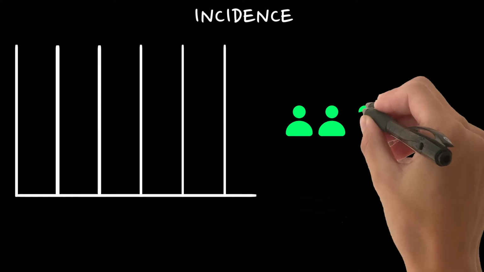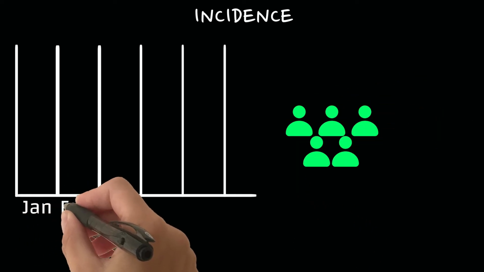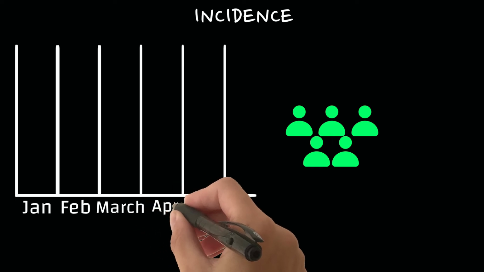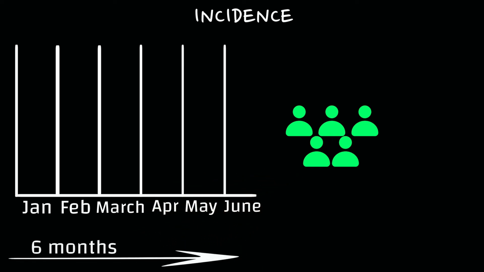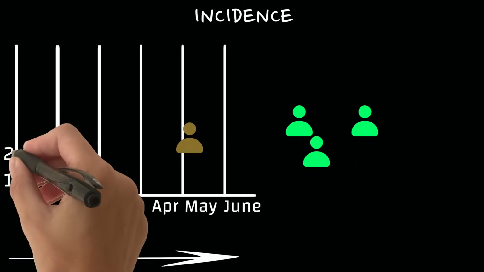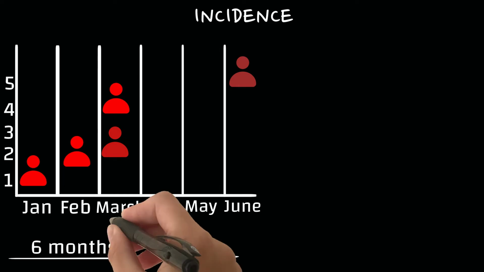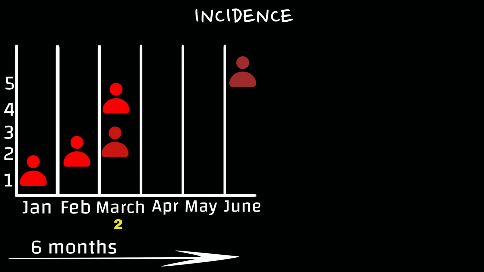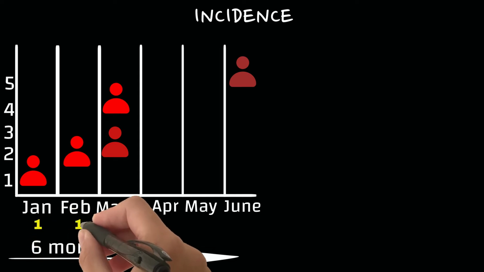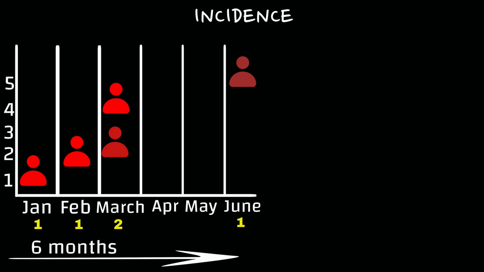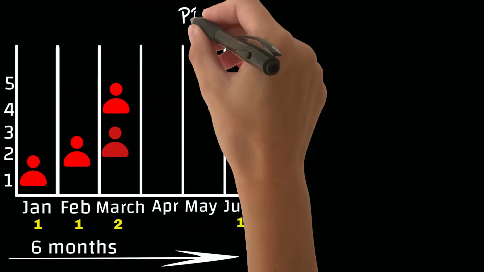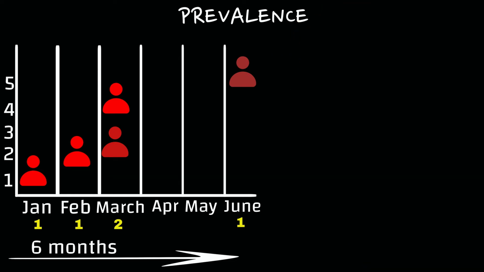Let's take a group of 5 people who develop tuberculosis over a period of 6 months. One develops the disease in January, one in February, 2 in March and 1 in June. For incidence, we ask how many new cases in a specific time. In this example, there are 2 new cases in March, 1 new case in January and 1 case each in February and June. Now, prevalence also takes into account the duration of the disease.